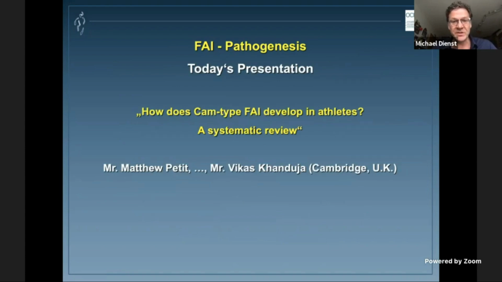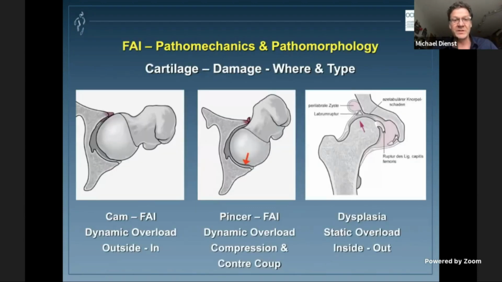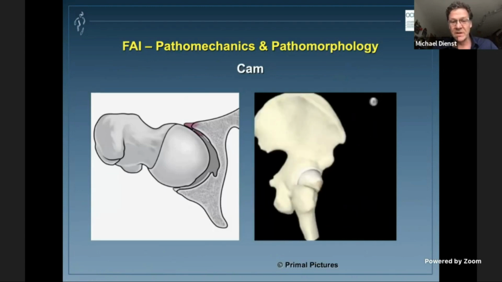One presentation today is about how cam FAI develops in athletes. We're looking forward to hearing that later. What is causing the damage? We have two mechanisms in cam FAI. We have dynamic overloading, bringing the head-neck junction into the socket, causing primarily cartilage damage here at the anterolateral rim, whereas in pincer FAI, because of the overhang of the rim, the primary location of damage is the labrum.